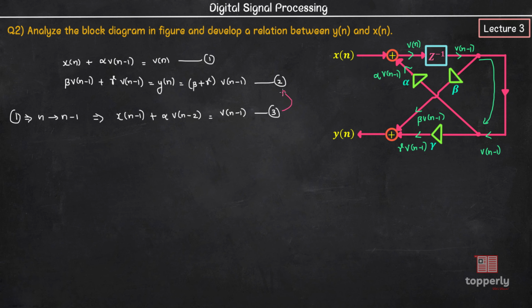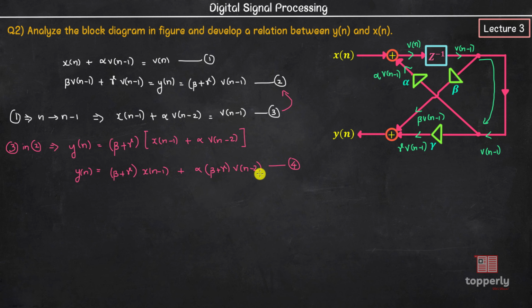Substituting equation 3 in equation 2 gives us y of n equal to beta plus gamma into x of n minus 1 plus alpha into v of n minus 2. Expanding the brackets, we have beta plus gamma into x of n minus 1 plus alpha into beta plus gamma into v of n minus 2, and let us name it as equation number 4.